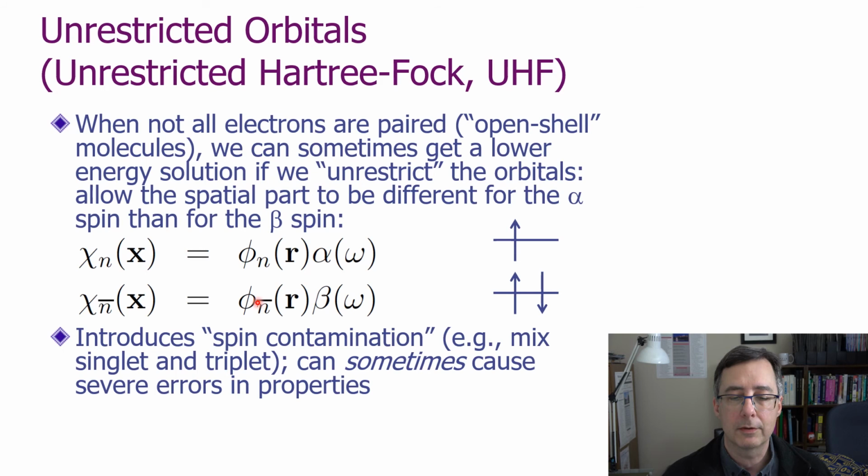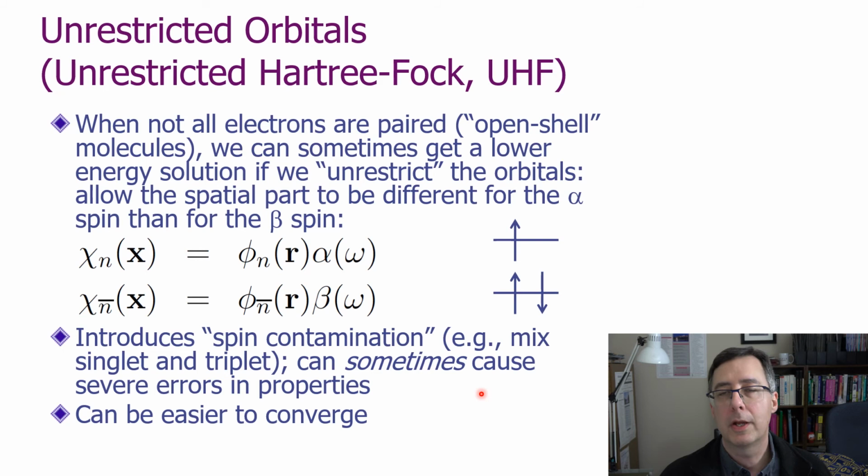If you do this UHF trick, you will get a lower energy in general, at least for open shell systems anyway, but it introduces something called spin contamination. That basically means if I had, say, a singlet state that I wanted to study, it would be mixed in with some triplet states. Or a doublet state might be mixed in with some quartet states. And from a mathematical niceness point of view, you might think that's not something I would want. Or you have the wrong spin symmetry for your solution. So there are pros and cons to this UHF approach.